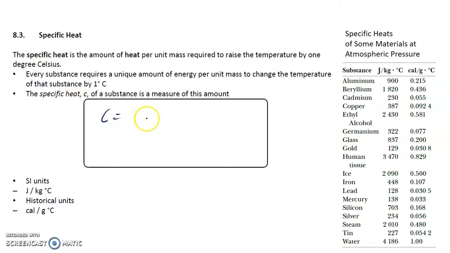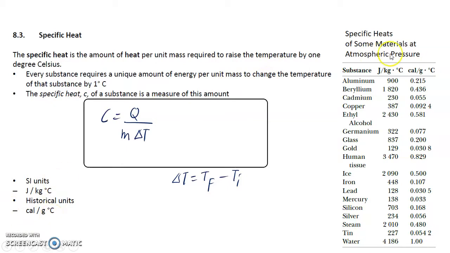C is equal to Q over m multiplied with delta T. Delta T is the change in the temperature, where T final is deducted by T initial. The SI unit for specific heat is joule per kilogram per degree Celsius. The historical unit is calorie per gram per degree Celsius.